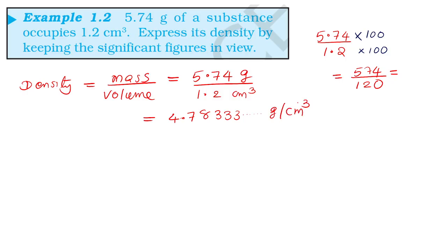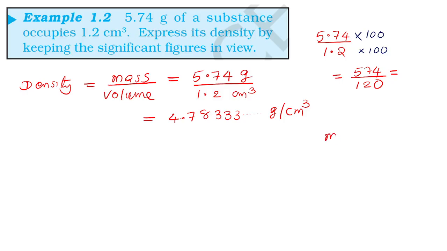You have to write the unit after that. Gram, yes. Centimeter cube, yes. We have to reduce. Do we need this much approximation? No. We will round off. We don't need this much of approximation, so keeping the correct significant figures. When you do multiplication or division, the final answer must have how many significant figures? The minimum value of the significant figures of the given data.